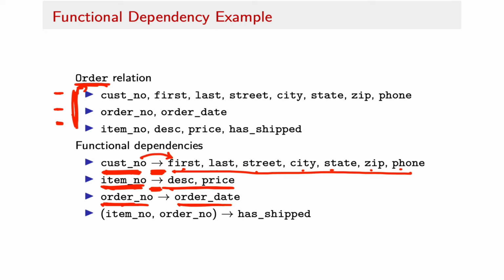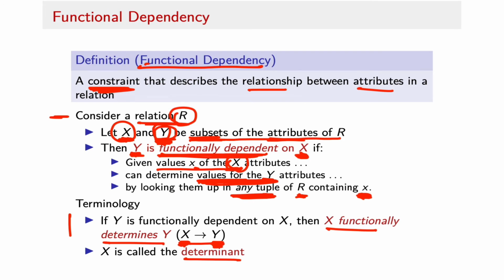So if we go back to the definition of functional dependency, we can see that we are following this definition. The thing on the left-hand side of the arrow is some set of attributes, and in the examples we've considered so far, it's just one attribute. If we know the value x of the X attribute, we can determine the values for all the attributes that are in Y by looking them up in any tuple of R that has those particular values for the X attributes.